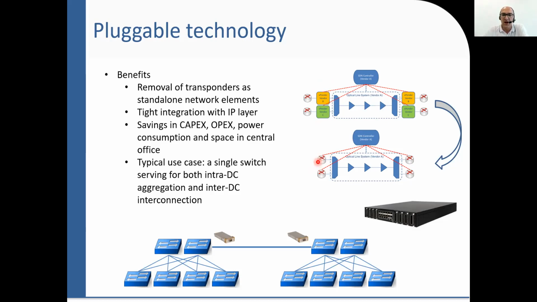Also, having the pluggable inside an IP box provides a tight integration, or potential tight integration, between packet and optical networks. The typical use case driving this evolution is inter-data center communication. Here you see the switch that behaves as top of rack or spine in a leaf and spine data center. But the same box, if equipped with a pluggable module, can serve for inter-data center communication to reach the spine of another data center. So you don't need a transponder, and the same box can behave as both a spine and a gateway to the adjacent data center, which is maybe 100 or 200 kilometers away. This is the use case that is driving these packet optical boxes.